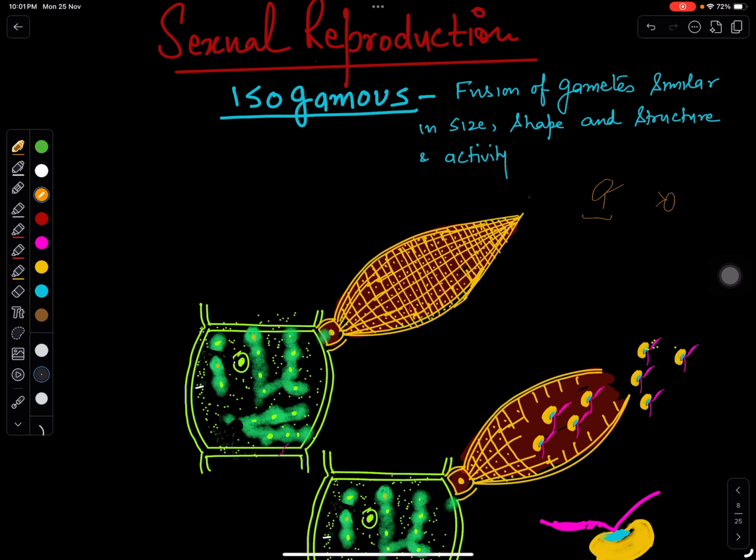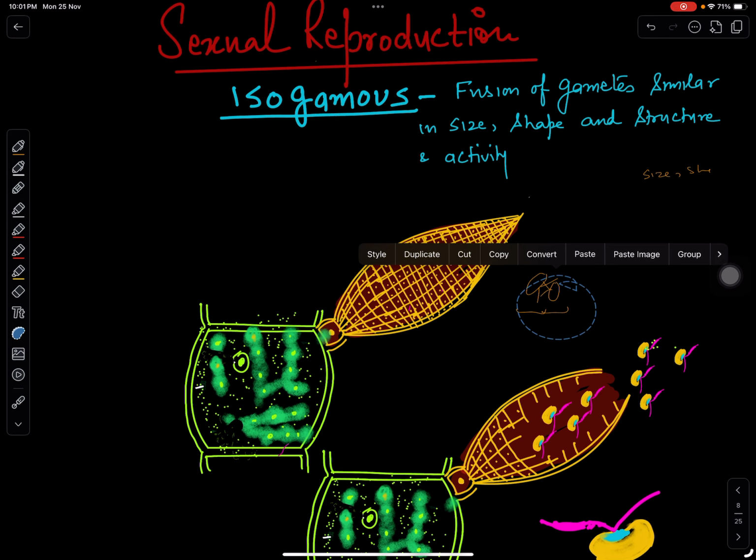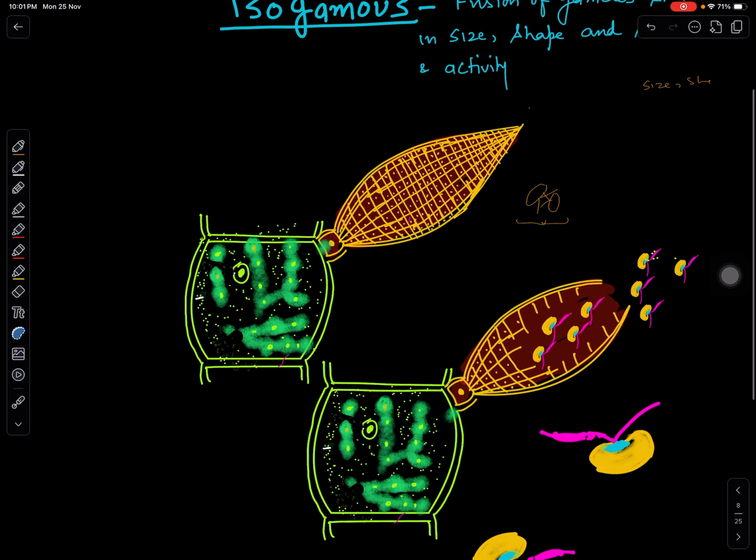Now both have the same structure, same size, shape, and both can move, right? Movement we can show like this, can move like this. And this is also motile, this can also move. They will come close to each other like this. So they can move, they have the same size, the same shapes, the same structure. So this is the plurilocular gametangium.